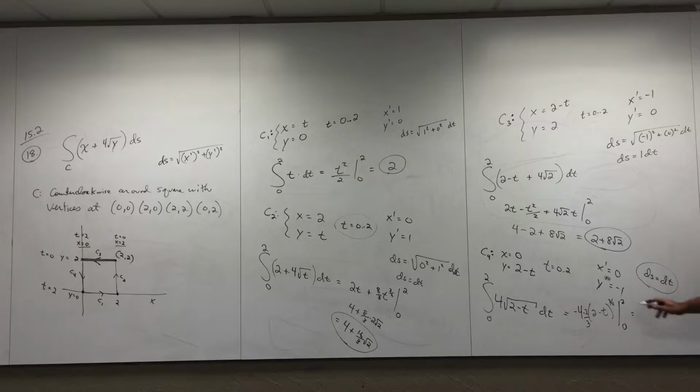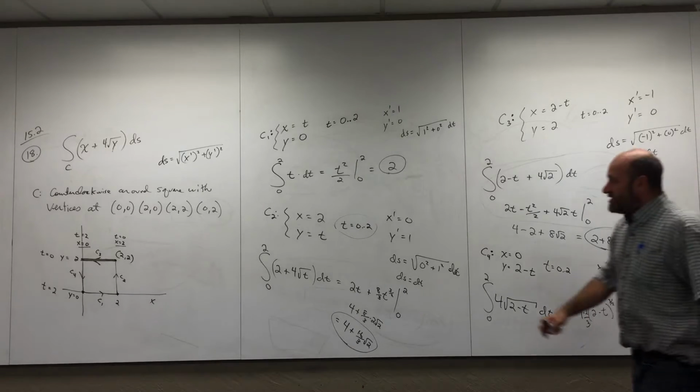Here we go. Plug in a 2, and you get a big fat 0. Minus a negative 8/3 times, when you plug in your 0, 2 to the 3/2, which is 2 square roots of 2 again. That's interesting. This is positive 16 square roots of 2 over 3.